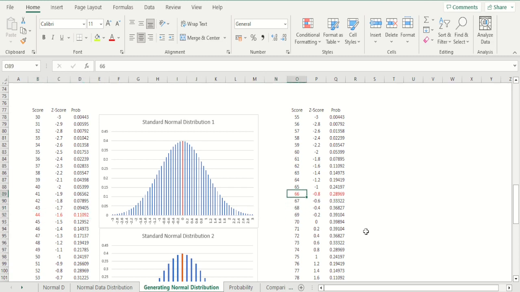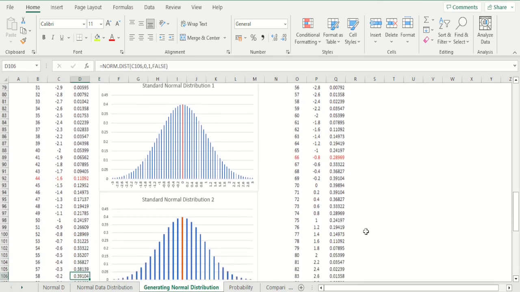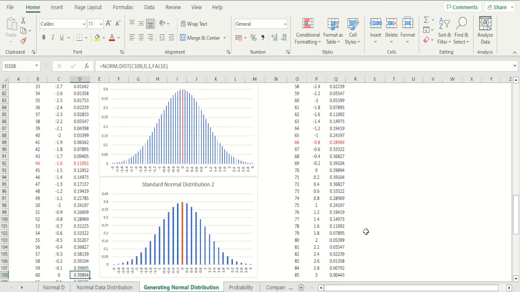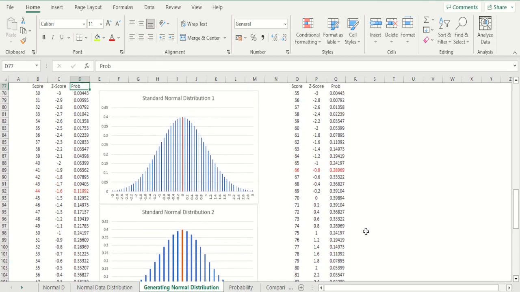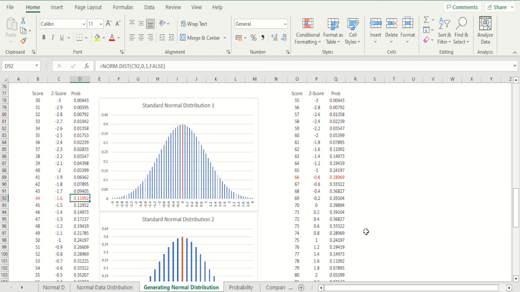In other words, 66 is far closer to the center of the distribution, which is 70 in this case, as compared to 44, which is farther away from the central point of 70. So now, by looking at the z-score and the probability, you will be able to determine how 44 and 66 compare to each other within each of their respective distributions. So we can say that 66 is closer to the center within its own distribution as compared to 44, which is farther away within its own distribution.